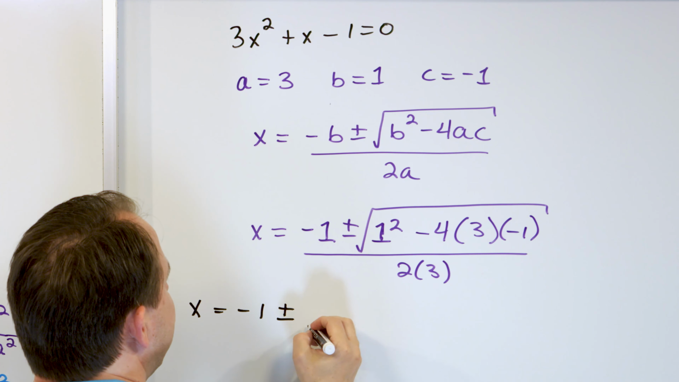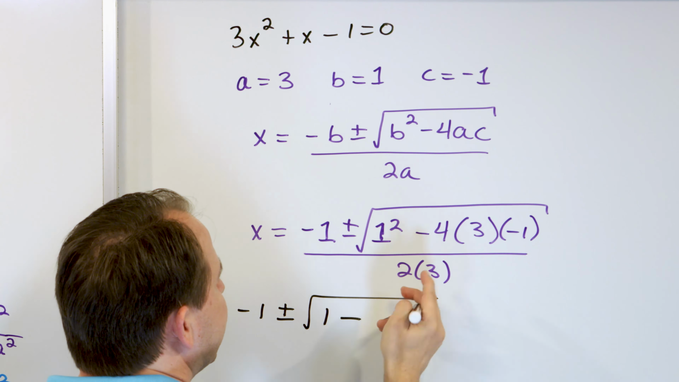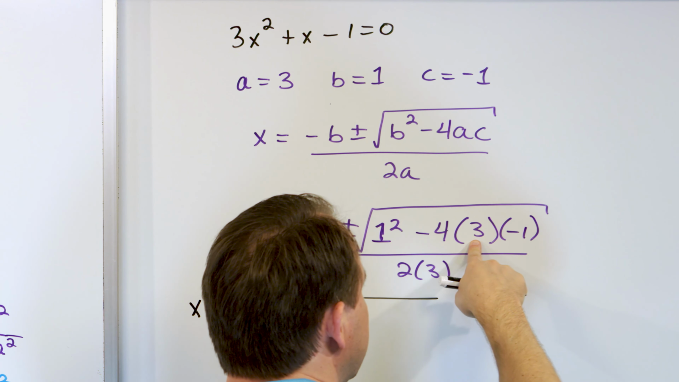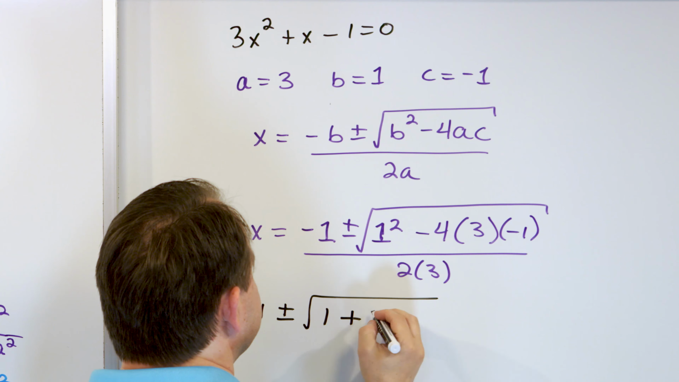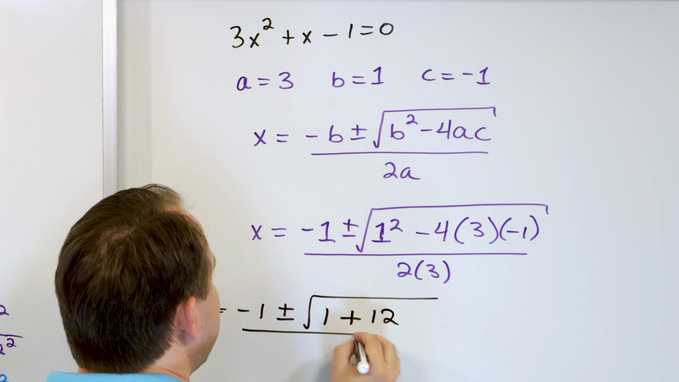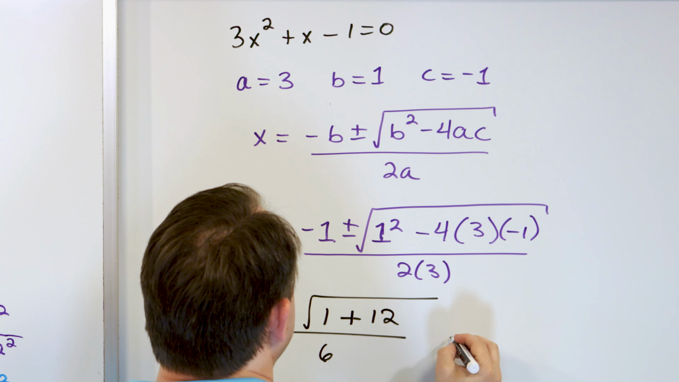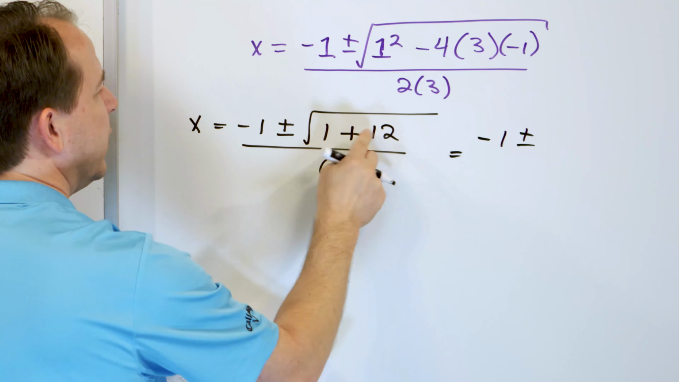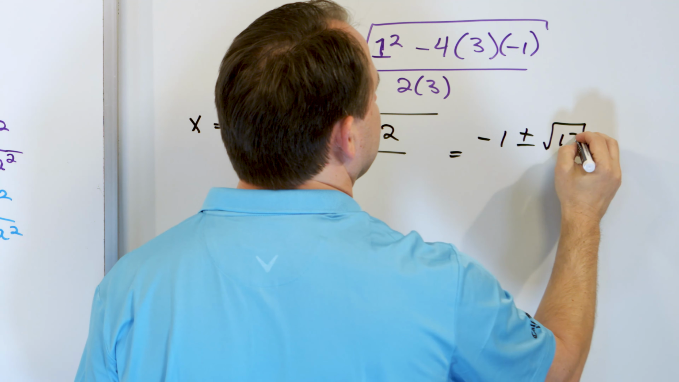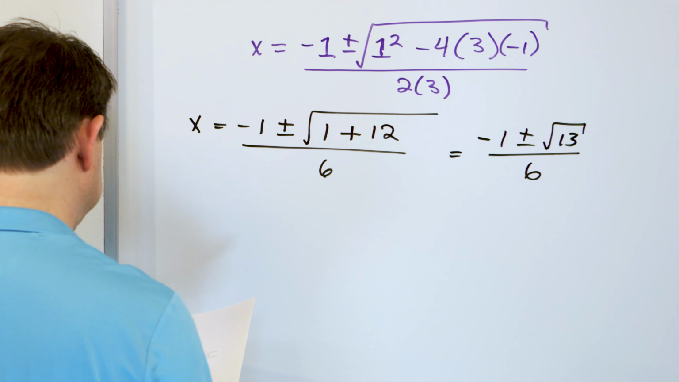On the inside, what do you have? You have 1 minus 4 times 3 is 12, right? But negative times negative is positive, so it's going to actually be positive 12. Like this. And on the bottom, you're going to have a 6. So what you'll have over here then is negative 1 plus or minus the square root of 1 plus 12, which is 13, over 6.